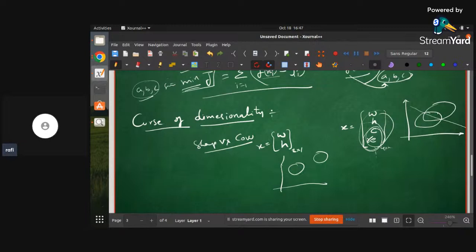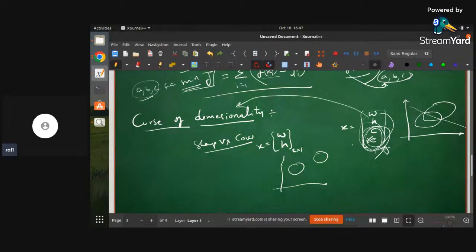A lot of errors will be there. Many points will get misclassified. So these extra dimensions are not helping us. That is the curse of dimensionality.